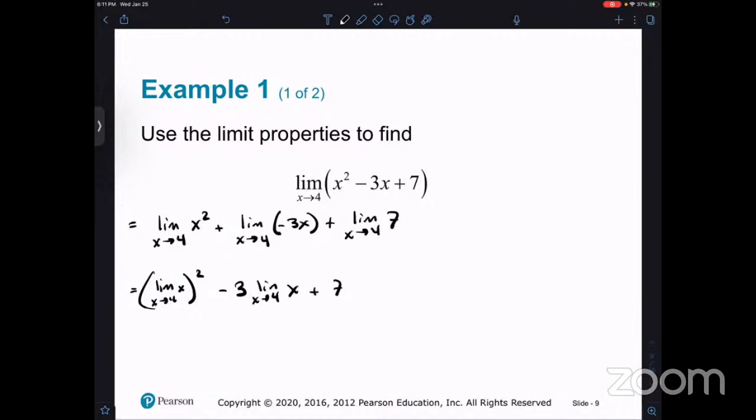Okay. So for the first one, the limit of x as x approaches 4 is just going to be 4. Basically, just plugging in 4. So that becomes 4 squared, then minus 3 times 4, plus 7. I think we're okay. 16 minus 12 plus 7. What is that? Negative 5, so 11. So we got a result of 11.